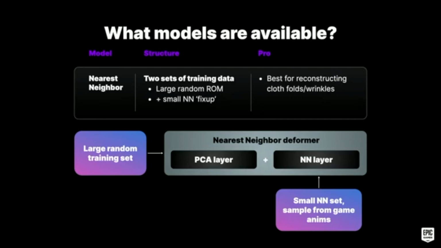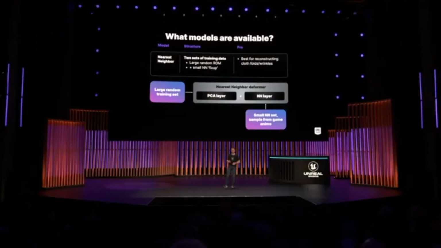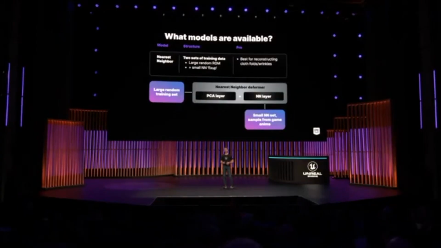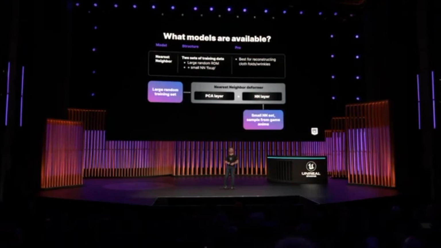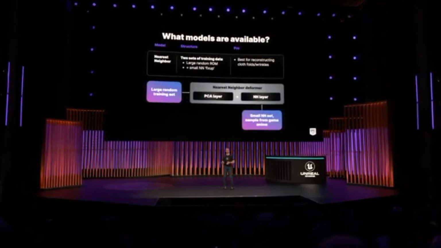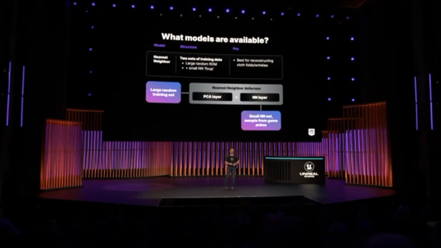So this model starts with an initial PCA layer, and it's trained with a large set of random poses. For the upper costume, this was the same set that we used for the flesh. Then on top of this, we add an additional layer of simulated fix-up poses, and these are taken from our target animation database. So this is the nearest neighbor data set. During animation, a nearest neighbor function evaluates the character pose and applies the closest shape from that set to the character.